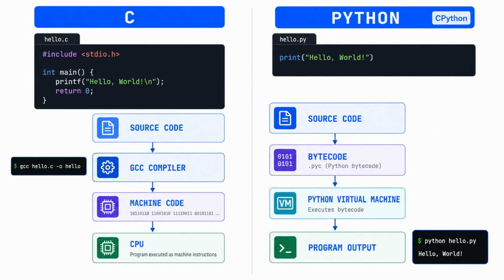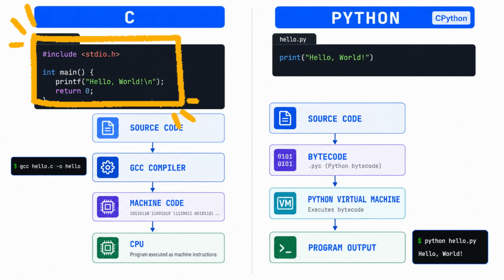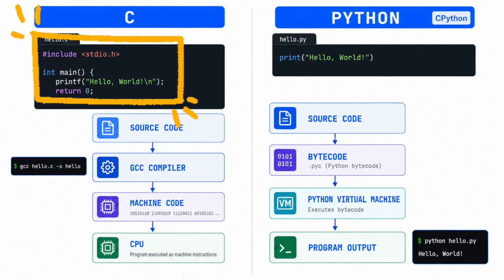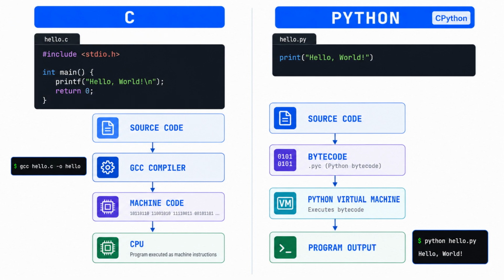Now, if you've worked with C before, you might notice that Python works a little differently. In C, we normally write our source code and use a compiler, such as GCC, to compile it into machine code. For example, we might write a C program containing printf("Hello, World!\n"). Then we compile it using GCC. The result is an executable program that can be run by the operating system.